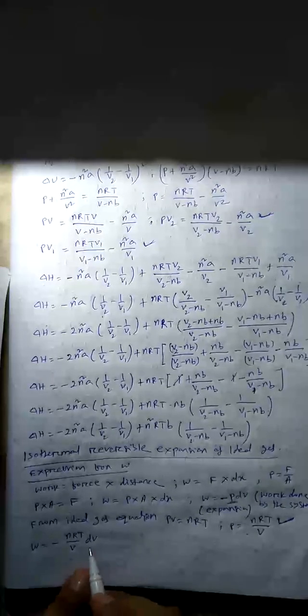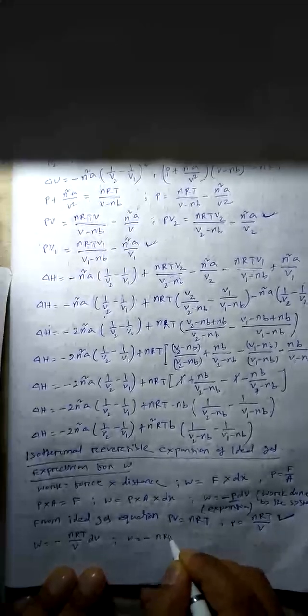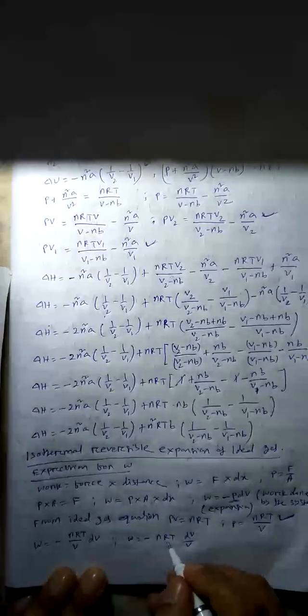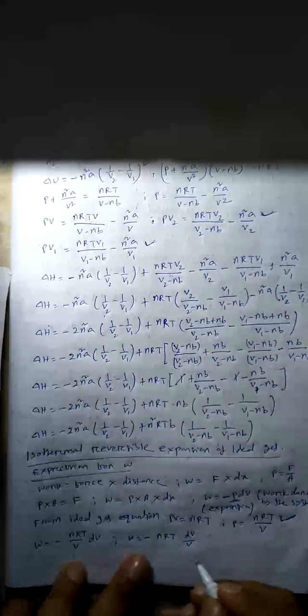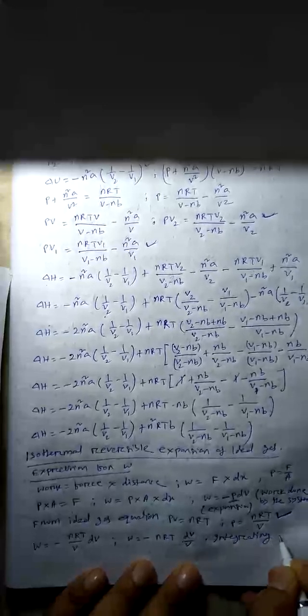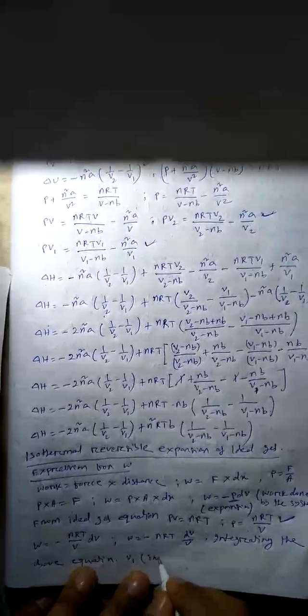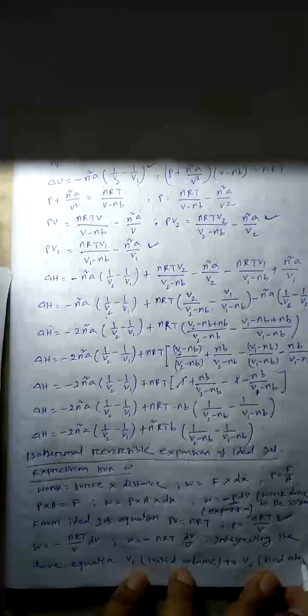Then we have to integrate this equation. We can also write W is equal to minus nRT dV by V, because n is constant, R is constant, T is constant. Then we integrate the above equation from V1, the initial volume, to V2, the final volume.